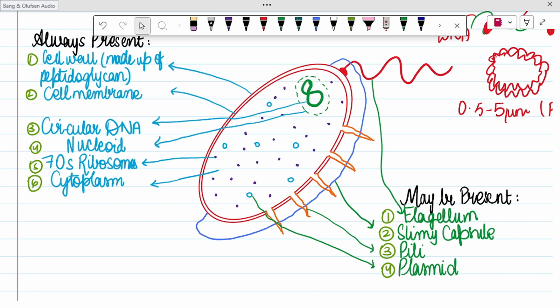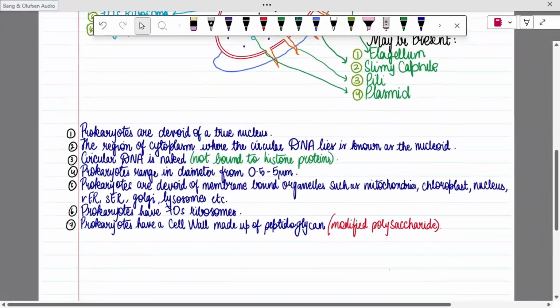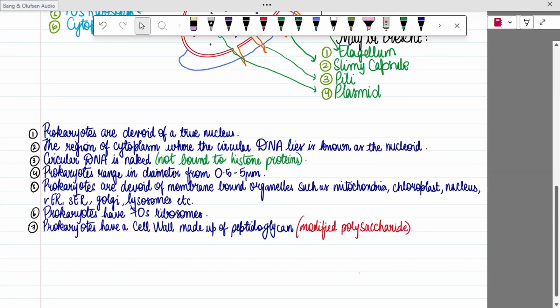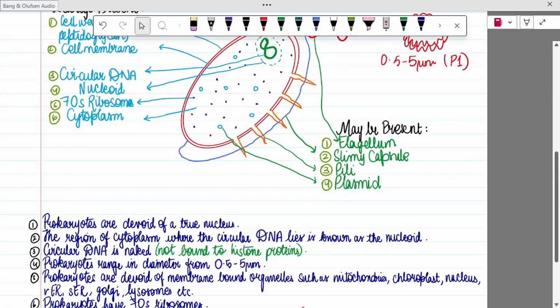Peptidoglycan is basically a modified polysaccharide, which we'll study in detail in a bit. So I've written these pointers as well. You can go through them once the class is over. Same pointers यहाँ पे भी लिखे हुए which I just discussed. Let's discuss the cell wall of your bacterial cell.